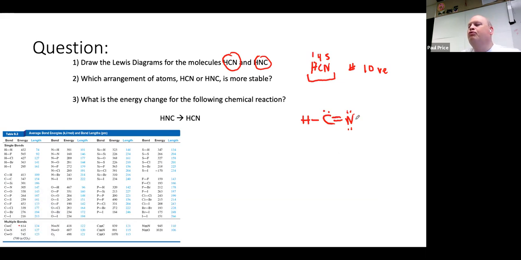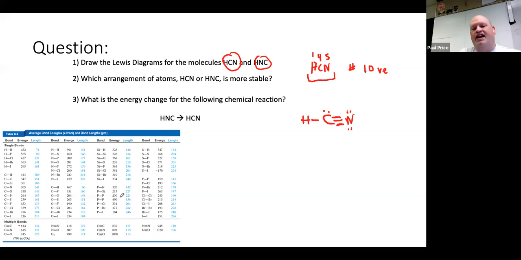because the double bond lessens the requirements of the valence electrons on each of these on the outside, because the electrons are being shared by both atoms. But if I count again, I've got 2, 4, 6, 8, 10, 12. I still have 2 too many electrons. So what am I going to do? I'm going to build a third shared bond, the triple bond.